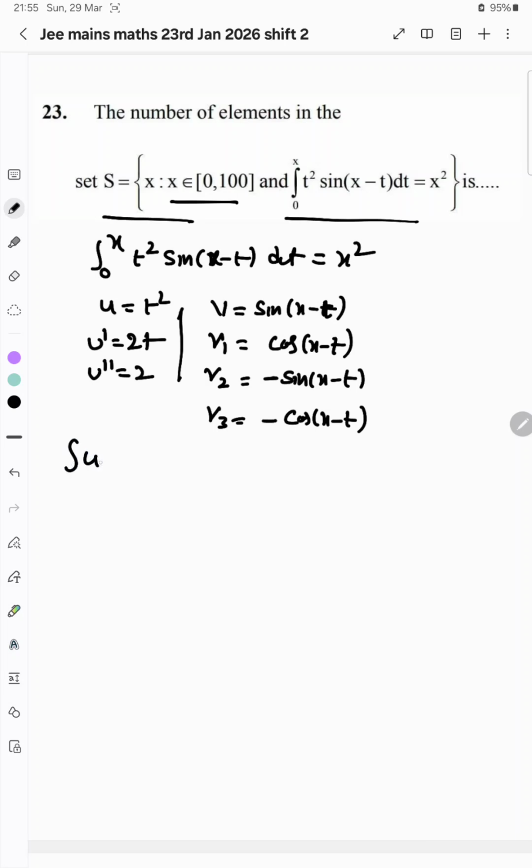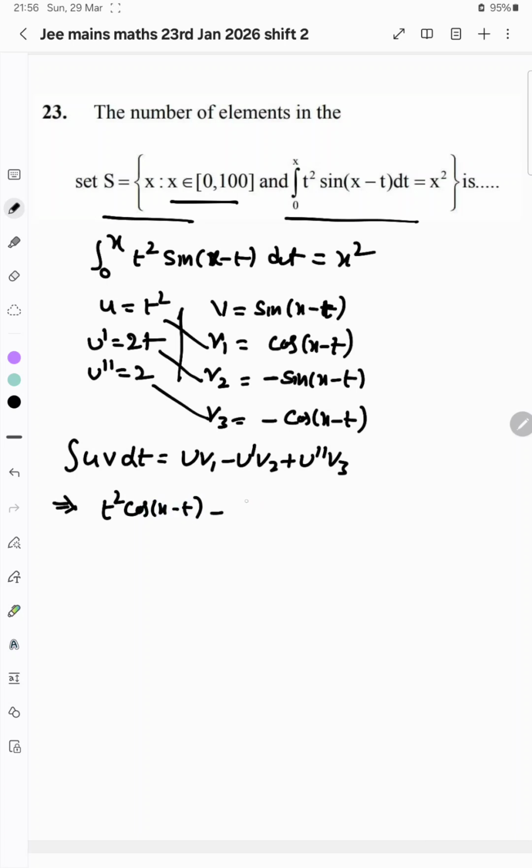Next, what is Bernoulli's formula? Integral uv dt is equal to u v1 minus u dash v2 plus u double dash v3 plus and so on, but up to here is enough, because up to u double dash v3 only is needed. Now apply this Bernoulli's formula. What will we get? u v1 means product of these two, minus product of these two, plus product of these two, right? u v1 first of all is t square cos of (x minus t), minus u dash v2, which means 2t into minus sin of (x minus t), so it turns to positive 2t sin of (x minus t). Next, plus is there, but here minus, so minus only we can consider.